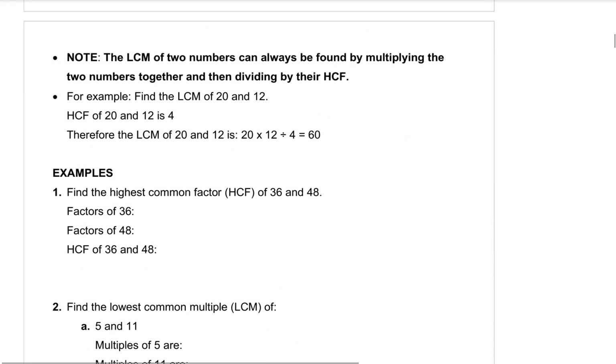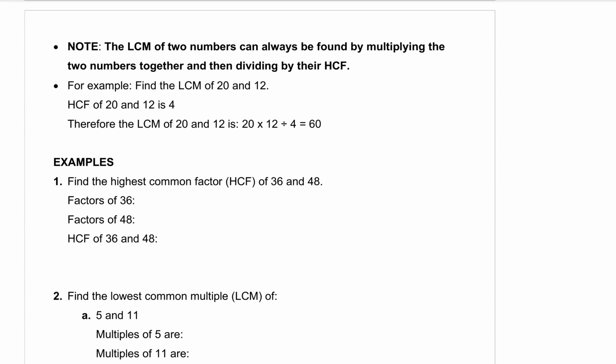On the next page, there's a little extra note here for those of you who like to have a different way of doing things sometimes. It says here, note, the lowest common multiple of two numbers can always be found by multiplying the two numbers together and then dividing by their highest common factor. Now, I'm only giving you this as an option. For most of you, I do not suggest that you use this method. I think it's much easier to list out your multiples and find the one that's in common.